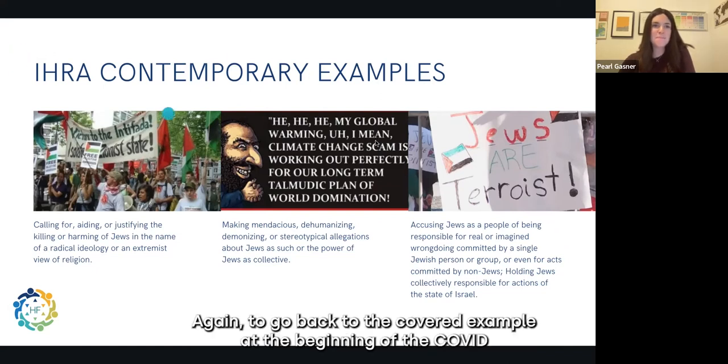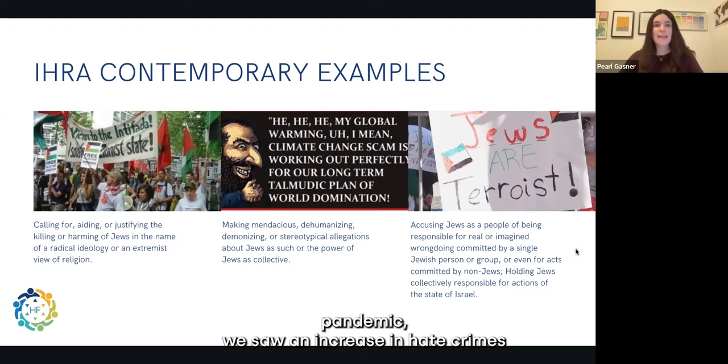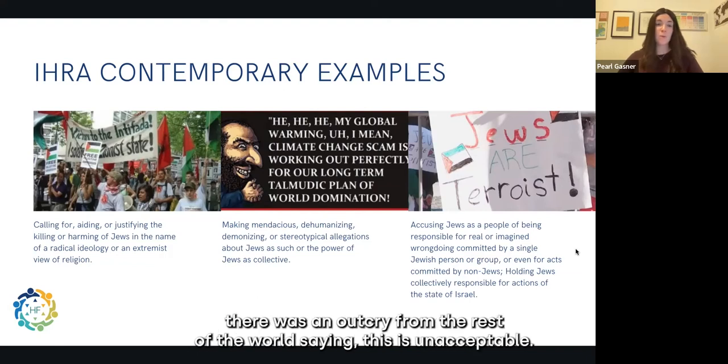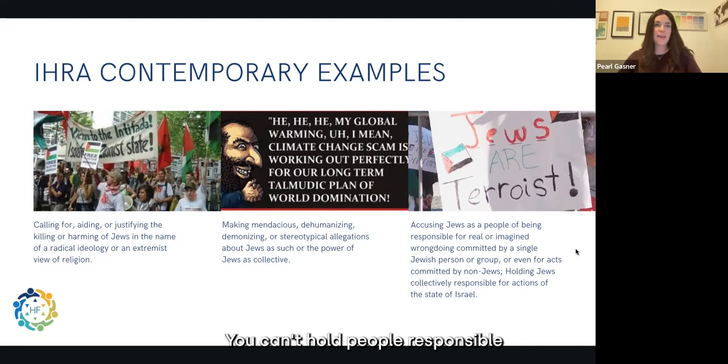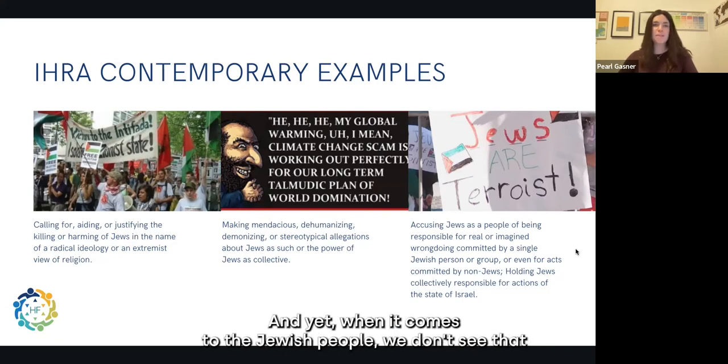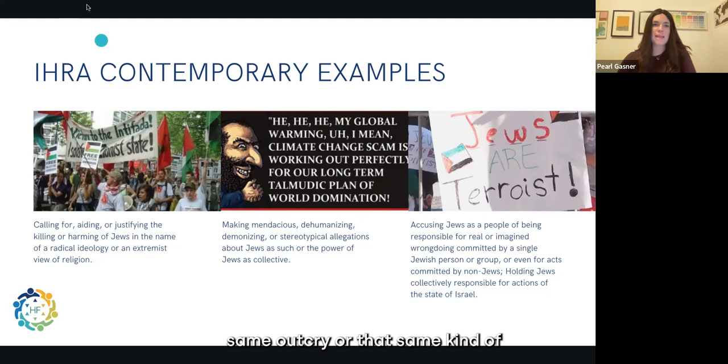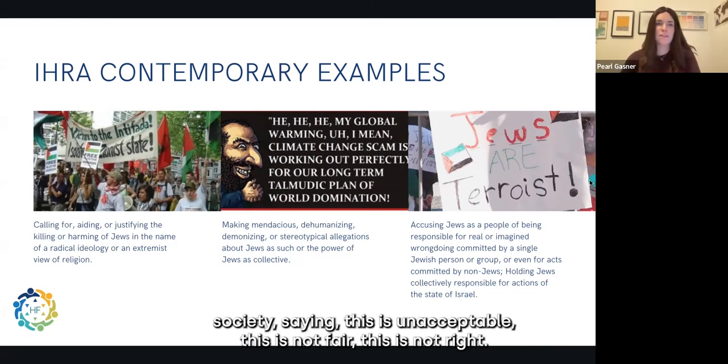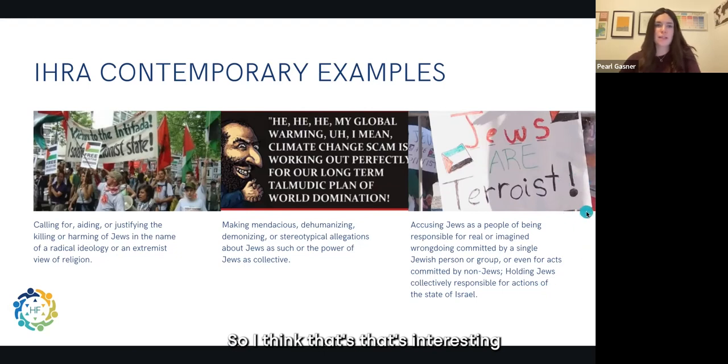Again, to go back to the COVID example, at the beginning of the COVID pandemic, we saw an increase in hate crimes targeted towards Asians in North America and I believe Europe as well. Basically they were being blamed for bringing this virus to the West. And while the people perpetrating these crimes obviously thought that was legitimate, there was an outcry from the rest of the world saying this is unacceptable. You can't hold people responsible for actions of the Chinese government. That's not fair. That's not right. That's racist. And we can't do that. And yet when it comes to the Jewish people, we don't see that same kind of response from the broader society saying this is unacceptable, this is not fair, this is not right. So I think that's interesting and something to be aware of.